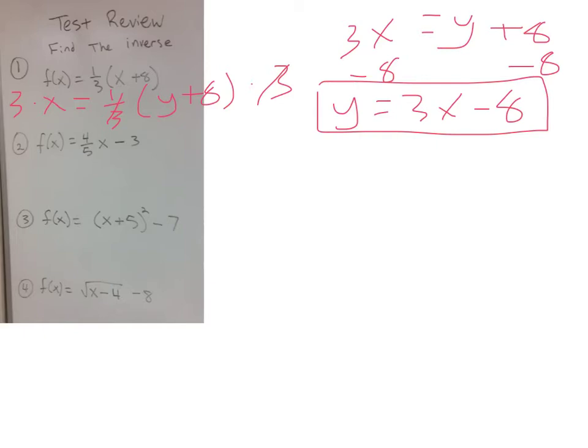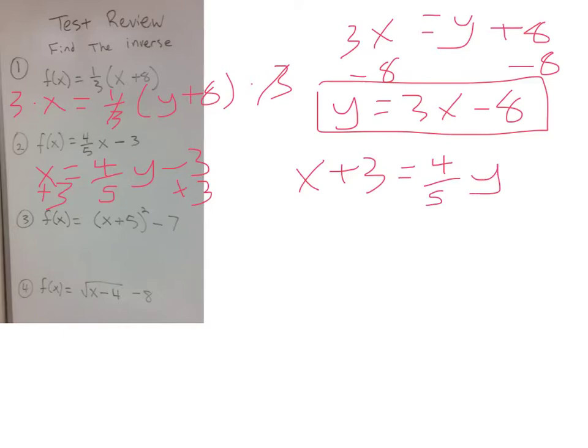For number 2, kind of a similar thing. Again, let's start by swapping my x and y's. I've got x equals 4/5 y minus 3. Now here, I'm not going to cancel the fraction first. We did so in the other one because of the parentheses, but here I'm going to cancel the minus 3 by adding 3 to both sides. So then I've got x plus 3 equals 4 over 5y.